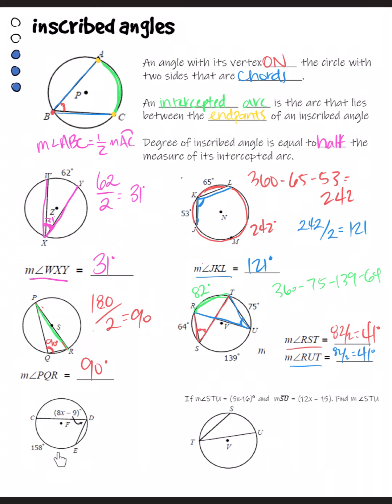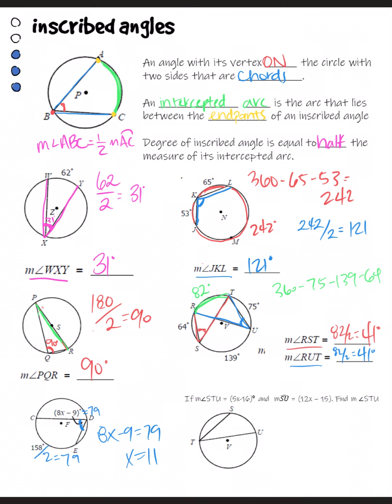All right, down here uses our X. This angle is half of this, so the easiest way is taking 158 divided by 2, and that gives me 79. So this has to equal 79. So 8x minus 9 equals 79. Solve for x, x equals 11.